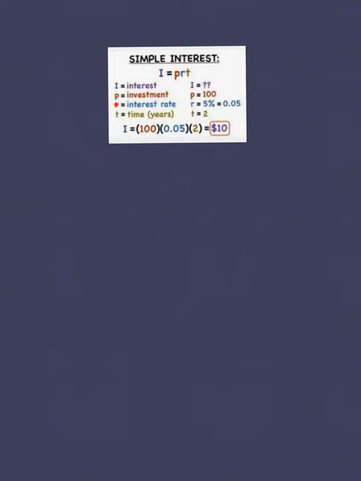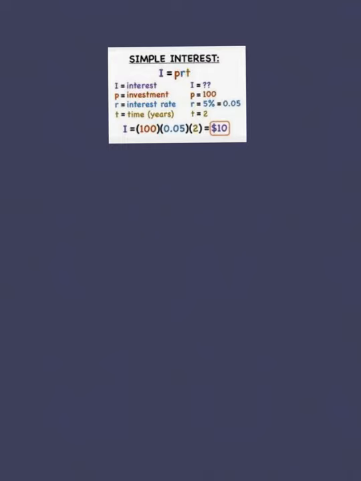P is the principal. No, not Dr. Davis. This is a different principal. P is the original amount that is borrowed. R is the interest rate. They are going to charge you a percentage of the amount you borrowed. And that's going to determine how much interest you pay. And T is the time. How long are you going to borrow this money?